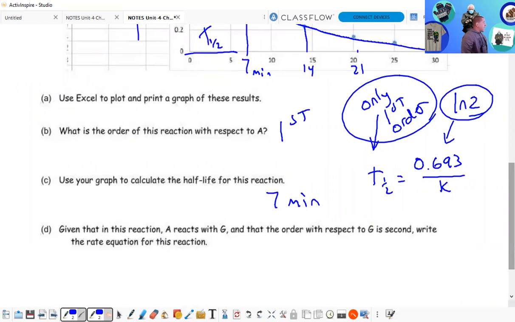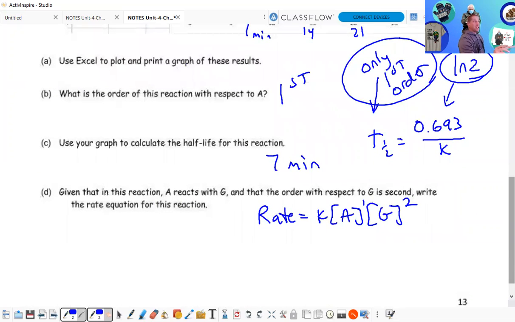Given that the reaction A reacts with G, what is the order? And the G is second. So A we figured out is first, and G is second. Now I should have asked for the units of K, because I think that's the most confusing part of this for most students. Notice this one's not per second, but per minute. This is molarity to the first, molarity to the third. So our second gives us molarity to the third, equals molarity over minutes.